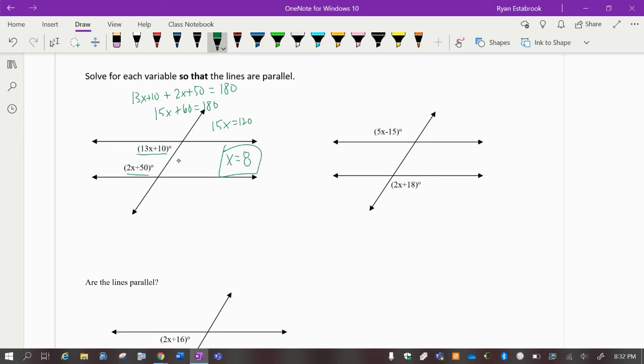Okay, to the right. I want these lines to be parallel to each other. I'll notice that this angle and this angle are alternate exterior. Alternate exterior angles are supposed to be equal for parallel lines. So if we set the 5x minus 15 equal to the 2x plus 18, do some algebra, subtract 2x from both sides, add 15 to both sides, divide by 3, and I get x equals 11. Plug it back in. It looks like this one is going to be 40 degrees. Plug it in up there. That's also 40 degrees, so it looks good.